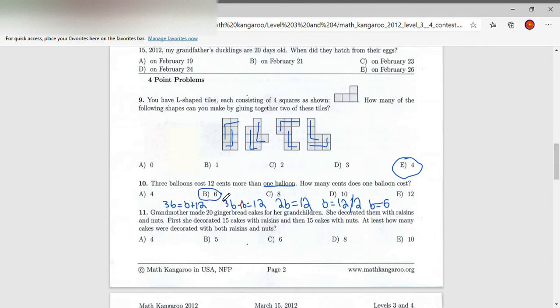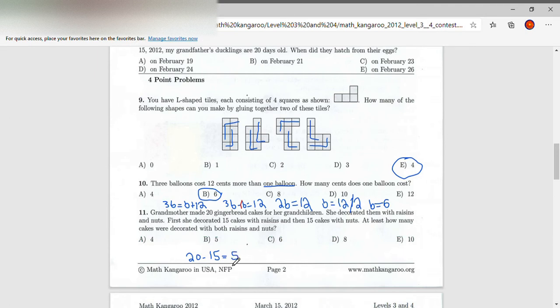Number 11. Grandmother made 20 gingerbread cakes for her grandchildren. She decorated them with raisins and nuts. First, she decorated 15 cakes with raisins, and then 15 cakes with nuts. At least how many cakes were decorated with both raisins and nuts? So to solve this, we know that she made 20, and we want to pretend that first she made 15 with just raisins. So that means she's made 15 with just raisins, meaning she still has 5 more cakes.